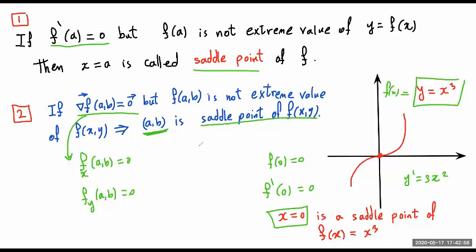So the surface of the function will be something similar to this one. So here, any point here, it's a saddle point. So the tangent plane at this point is horizontal, but the value of the function at this point is not a local max, not a local minimum.